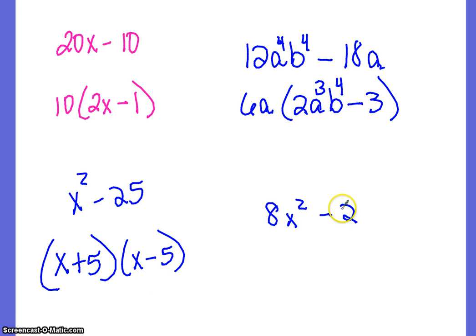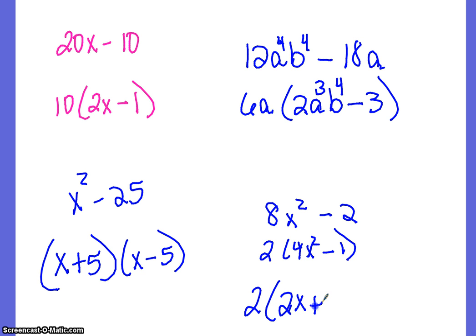If you have 8x squared minus 2, these will both divide by 2. Leaves you 4x squared minus 1. Always check and make sure, can I do anything with 4x squared minus 1? Well, they don't have anything in common, but they're both perfect squares. So your 2 trails along. The square root of 4 is 2. The square root of x squared is x, plus the square root of 1 is 1. And then you write 2x minus 1. Notice that the 2 trailed along but only got written one time, so don't try to write it twice.